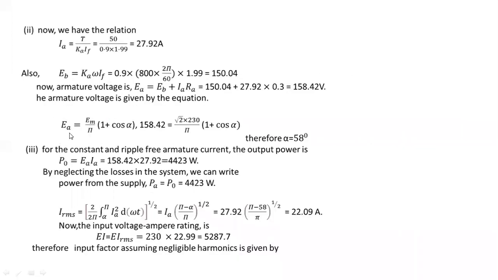In order to calculate this EA, we know the formula: EA is equal to EB plus IA into RA. We can calculate IA. RA, the armature resistance, is already given as 0.3 ohms in the problem. But we have to calculate EB and IA here. In order to calculate IA, we can use the torque expression.